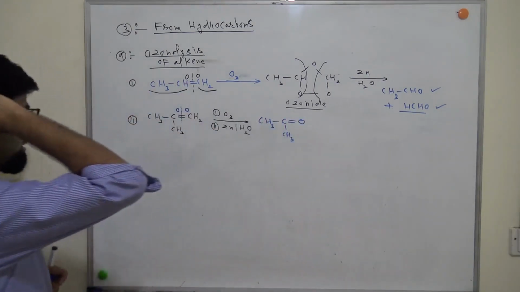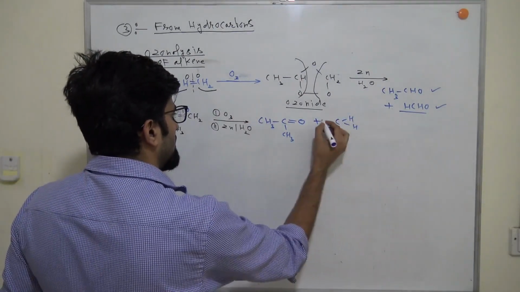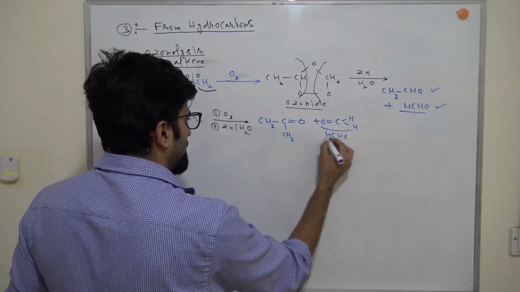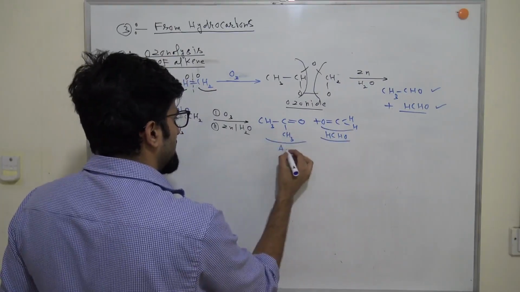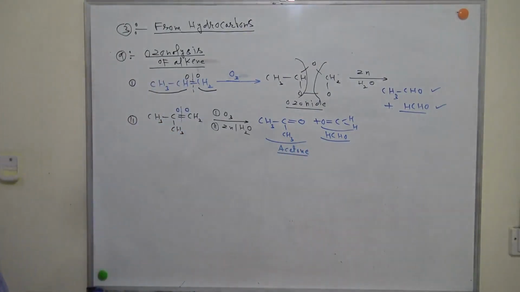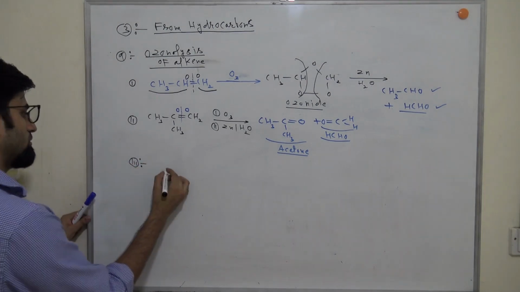Because the bond between carbon and oxygen is double, right? And the other will be CH2 double bond O. So what is this? This is HCHO, formaldehyde. What is this? This is acetone. So you get both ketone as well as aldehyde. Clear? Understood? So question number 3, the last question for you.